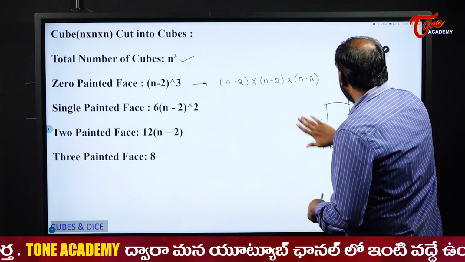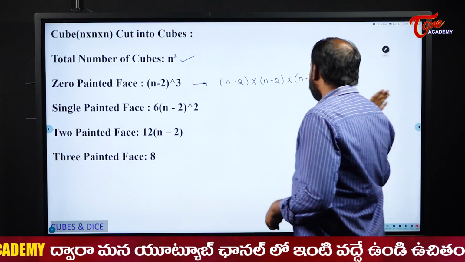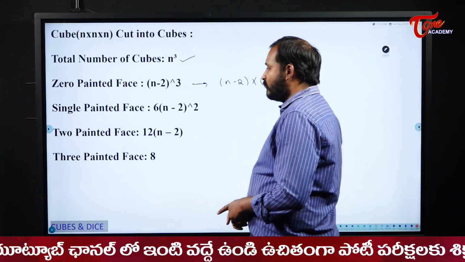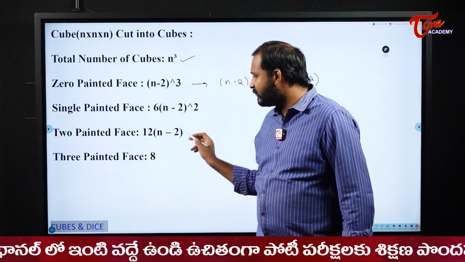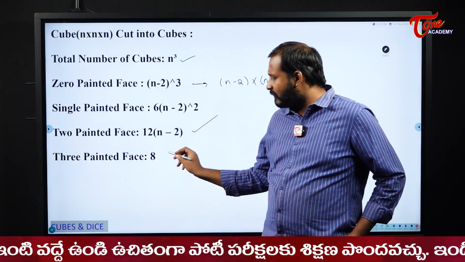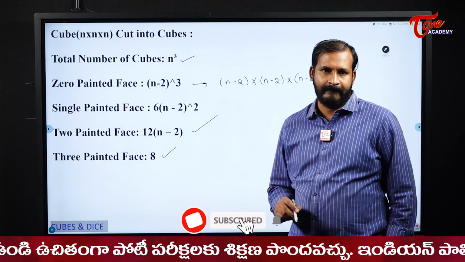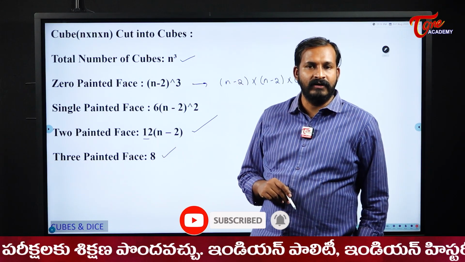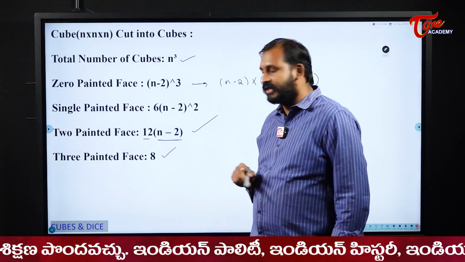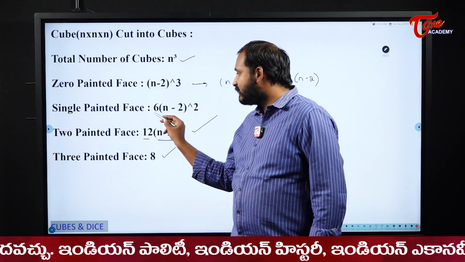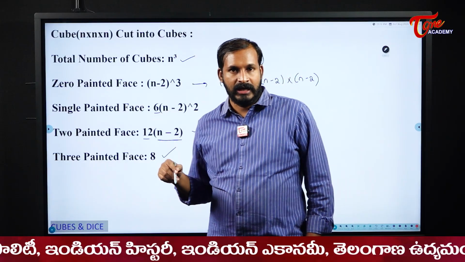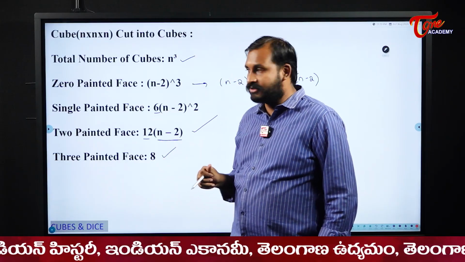Similarly, two faces painted are how many in number? 12 into n minus 2. You can use the formulas directly. Three faces painted are always the same, that is 8 in number. Why 12? Because there are 12 edges, so 12 into n minus 2. Why 6? Because there are 6 faces, but n minus 2 whole square. Here it is n minus 2.